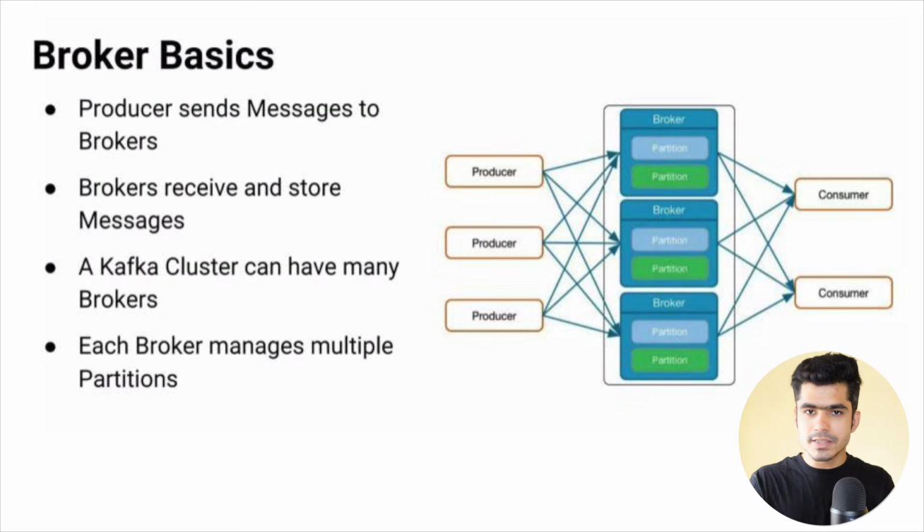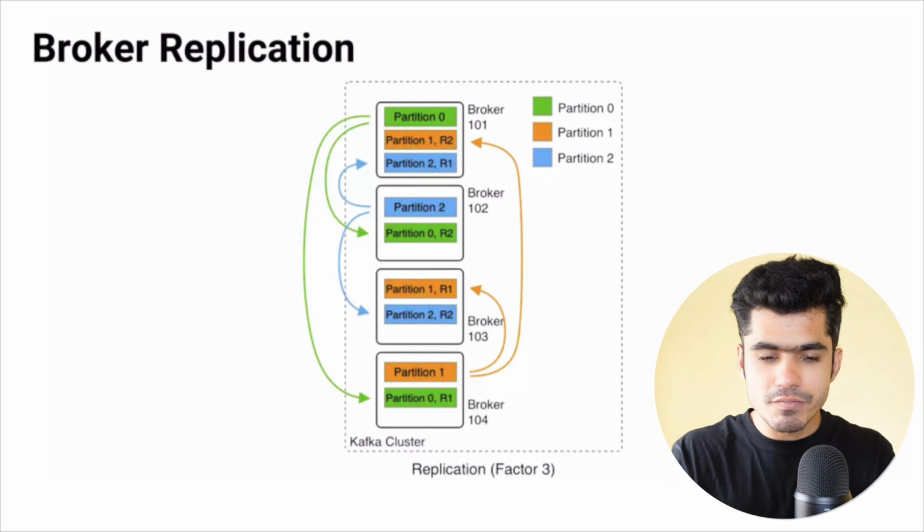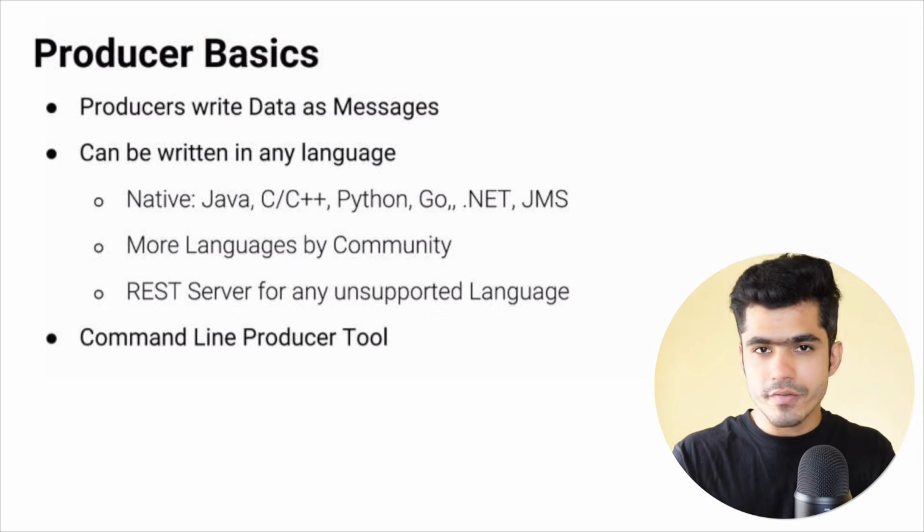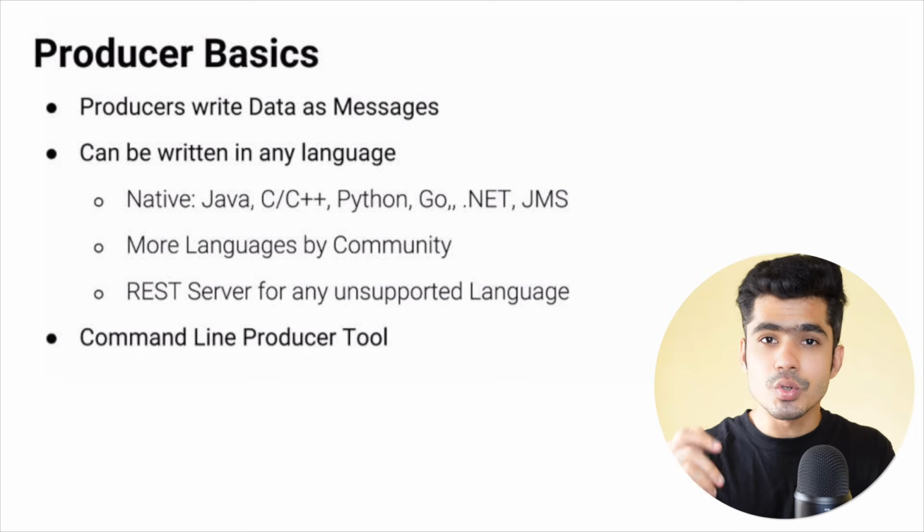Now these are the broker basics. We already discussed this, but let's discuss it again and understand it in detail. We have a producer that sends messages to the broker. The broker receives and stores messages. A Kafka cluster can have many brokers, and each broker manages multiple partitions, as you can see in this diagram. We have partition 0. Data is replicated across multiple brokers, in broker 102 and 104. Same for the other partitions. So we understood a lot of different terminologies. Now let's understand how to do this.